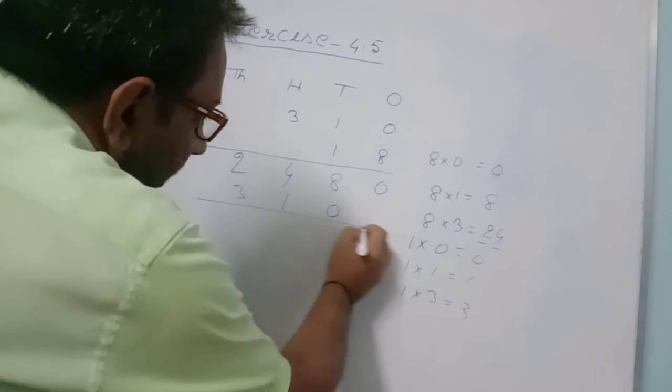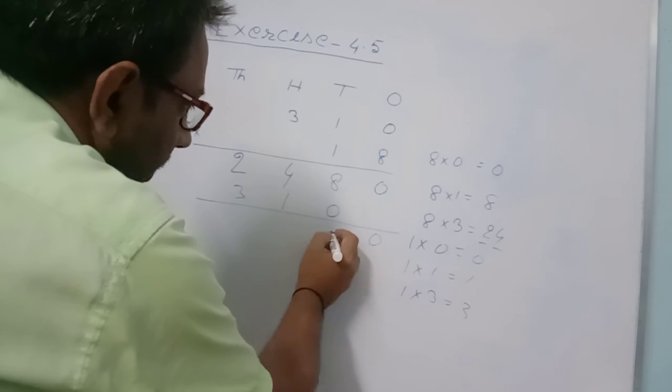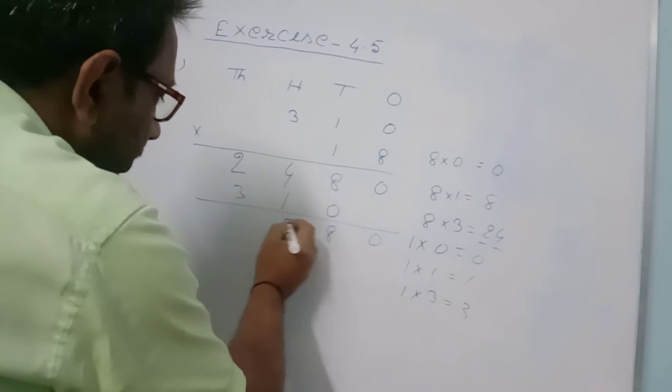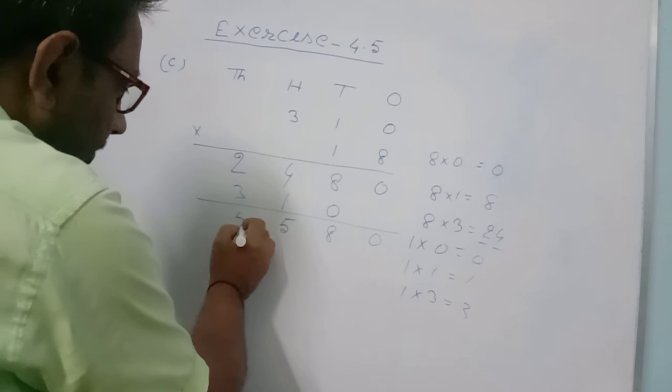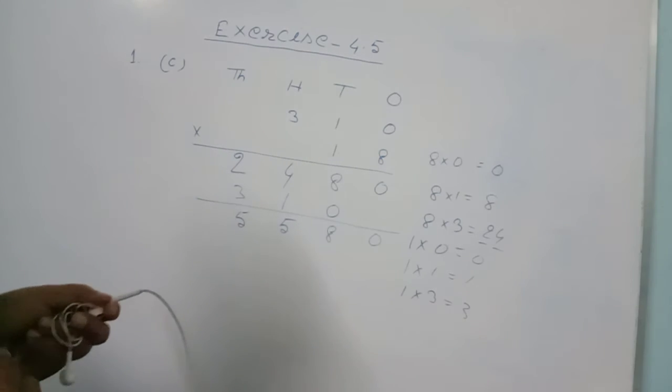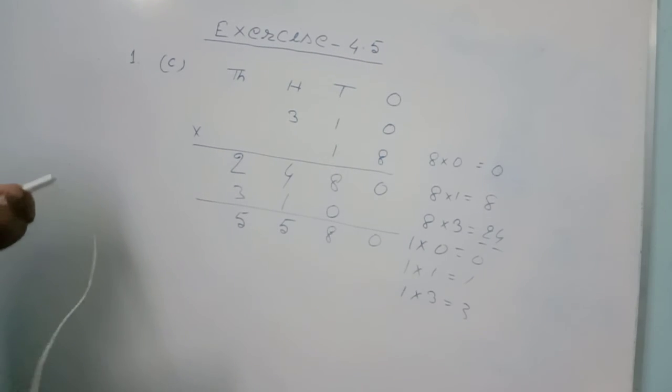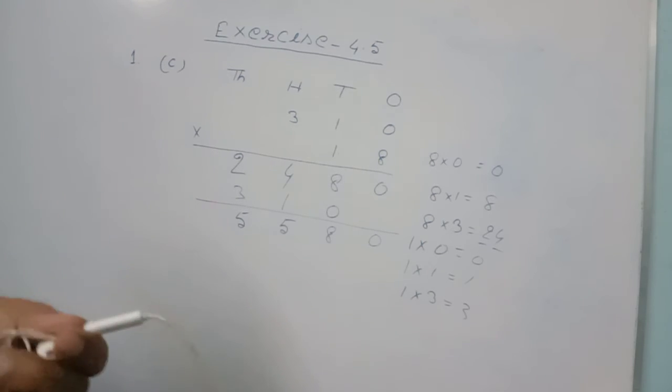Now we will do addition. 0, 8, 4 plus 1, 5 and 2 plus 3, 5. So 310 into 18 equal to 5580.